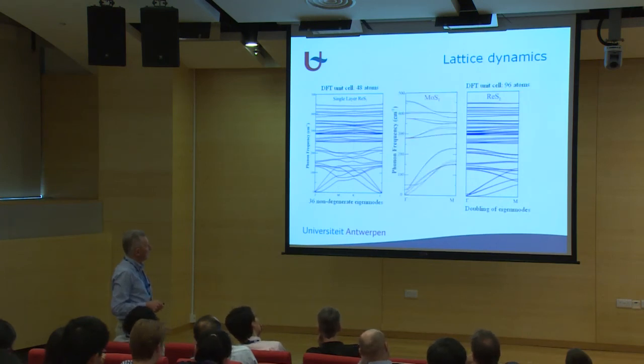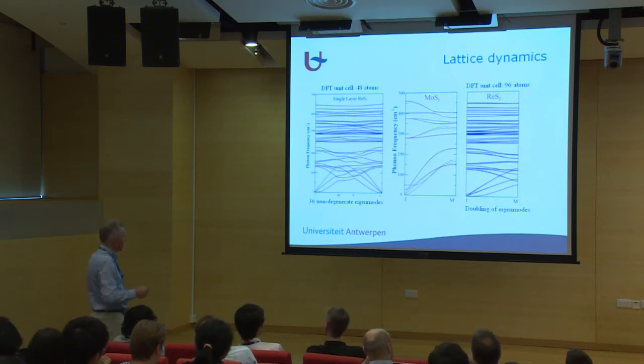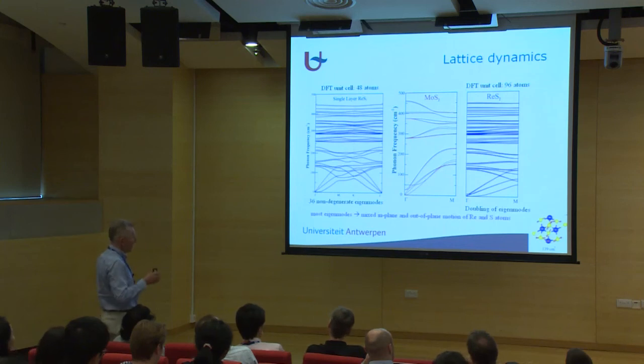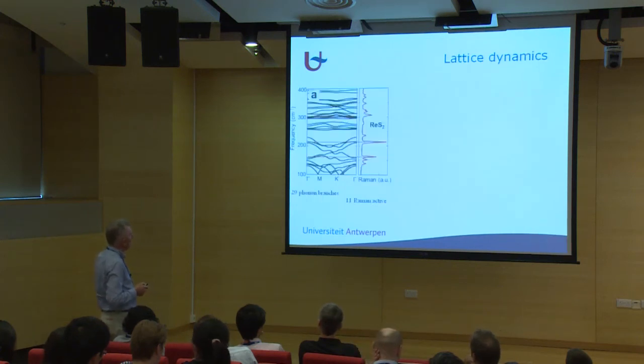And these phonons are rather different from molybdenum disulfide, where you clearly see separate acoustic and optical modes, while here they simply move through each other. So that means also that most eigenmodes which you have are mixed in-plane and out-of-plane motions of the rhenium and the sulfur atoms. And of course that will have an influence on the Raman spectrum.